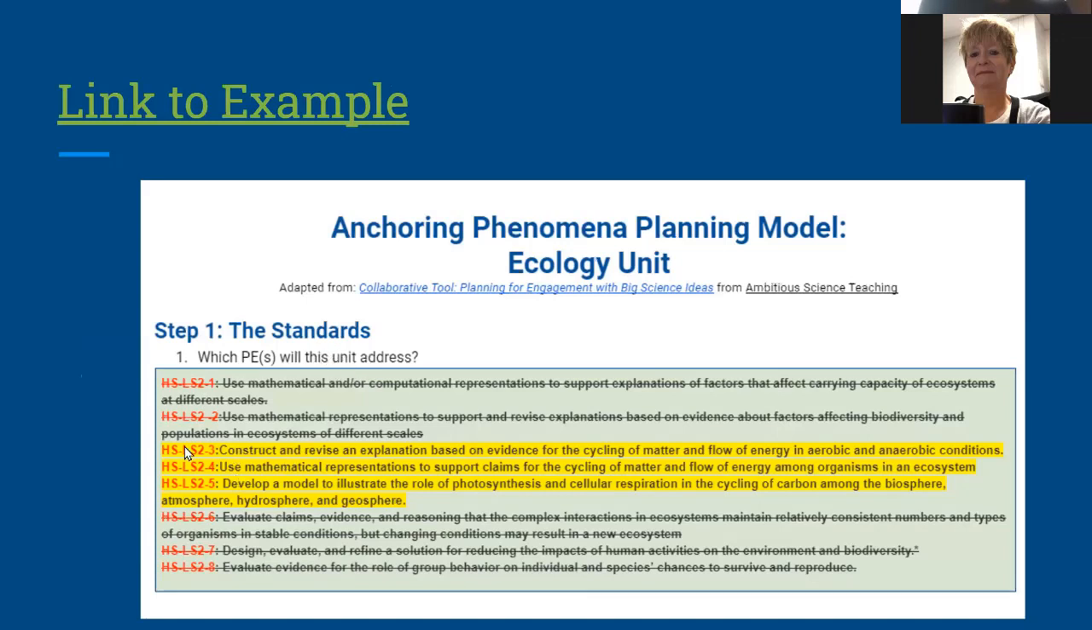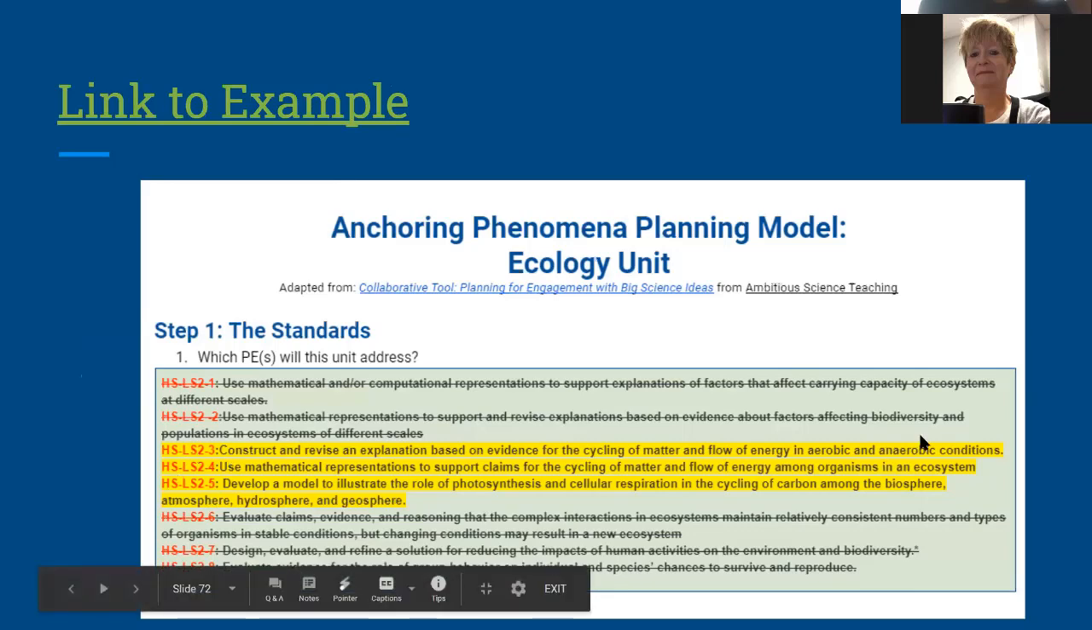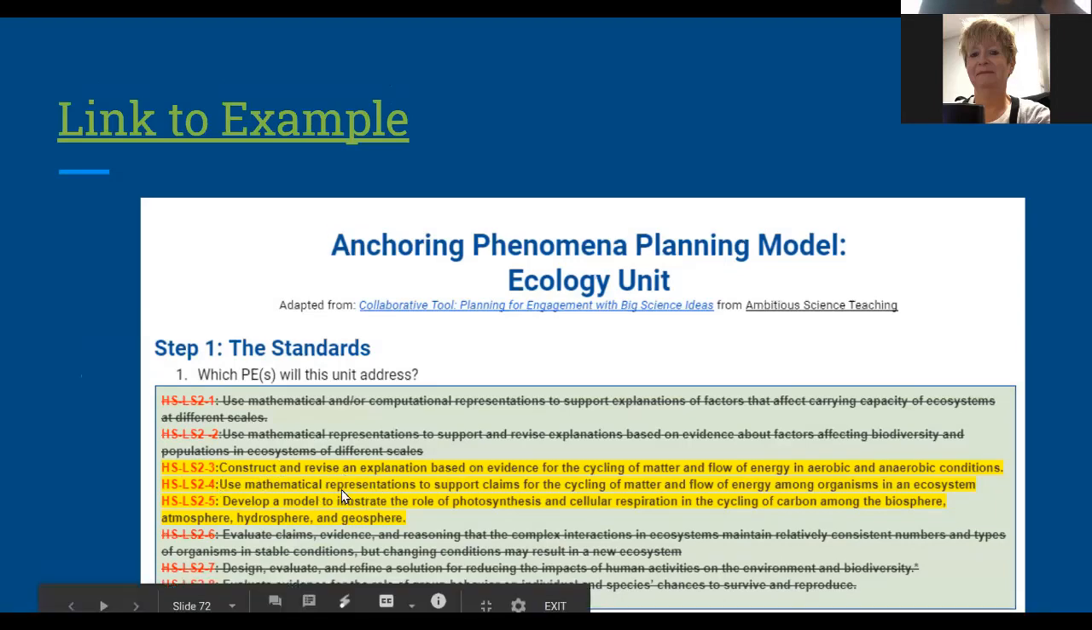So with this terrarium, we addressed these three PEs. And so we knew that we were able to hit all three of these PEs along with a couple others, which we'll talk about in a second. But these other ones we weren't able to hit with this terrarium. And so we designed another unit. Our ecology unit had two anchoring phenomena. We did one with the terrarium, and then we did another with the wolves of Yellowstone, which hit these other PEs. And so it's possible that you might have to have three. It just really depends on the phenomenon that you choose. We just need to make sure that we're not forcing it, and that we're choosing something that is worth our time and worth our while.